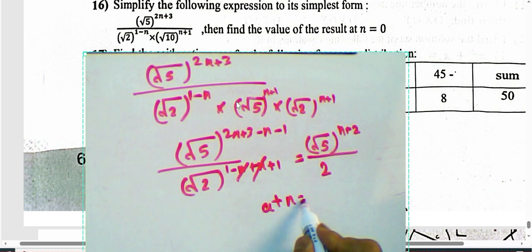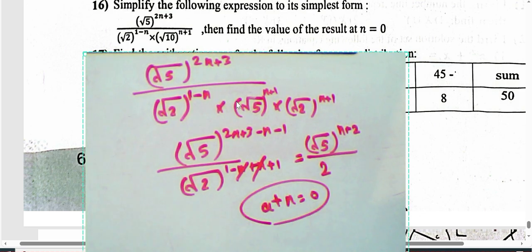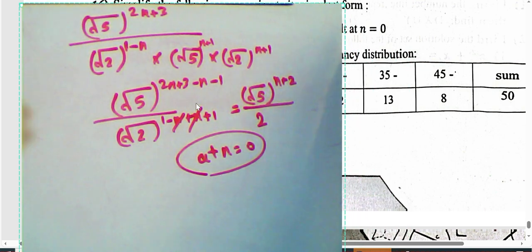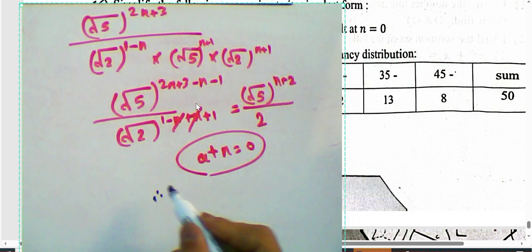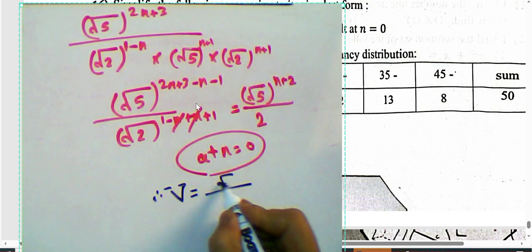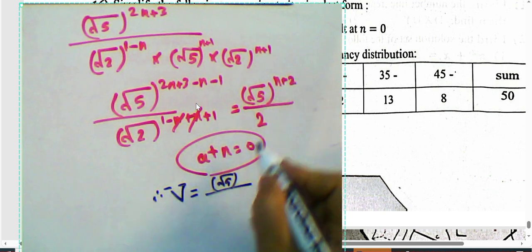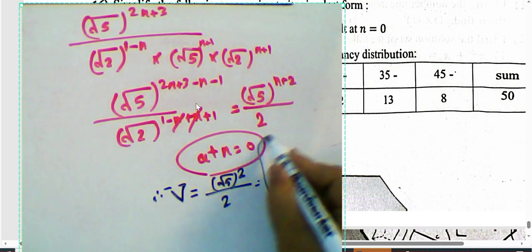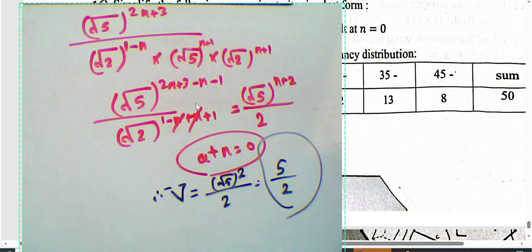Now, at n equals 0, we can find the simplest form. In this example, he tells me to find the value when n equals 0. Then for this expression, we can write the value will be equal to root 5 power 0 plus 2 over 2. The answer will be 5 over 2 in the simplest form at n equals 0.